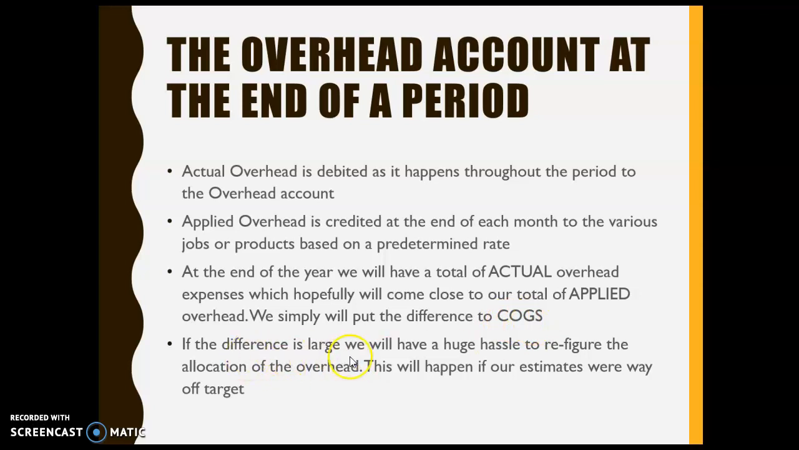If the difference is large, we have a huge hassle to refigure the allocation of the overhead for the entire year. All of those jobs have to be recalculated. We're not going to get our money back because we already charged. So if we spend a lot more than we thought we were going to on overhead items, we already charged those customers. We can't go back and say, hey, that thing you bought last June, well, we need to charge you an extra $1,000. No, too bad. How sad.